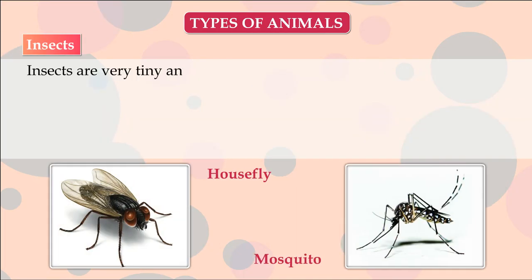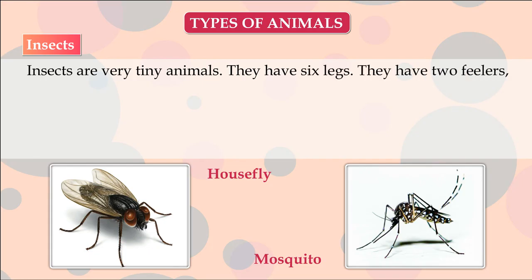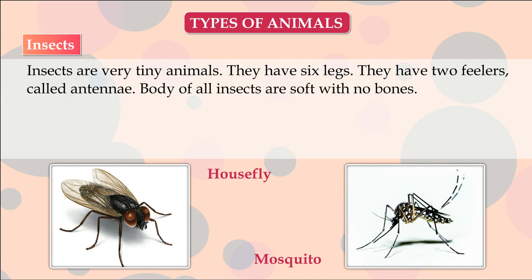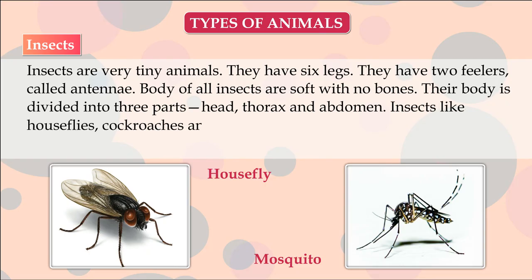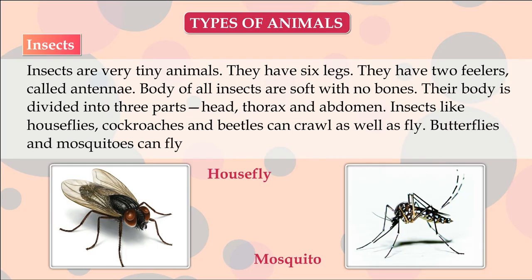Insects. Insects are very tiny animals. They have 6 legs. They have 2 feelers called antennae. The body of all insects is soft with no bones. Their body is divided into 3 parts: head, thorax, and abdomen. Insects like houseflies, cockroaches, and beetles can crawl as well as fly. Butterflies and mosquitoes can fly but do not crawl.